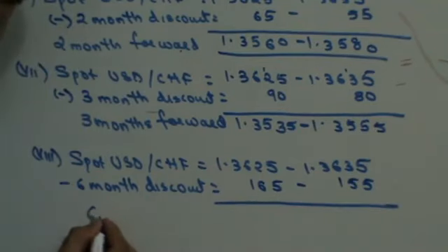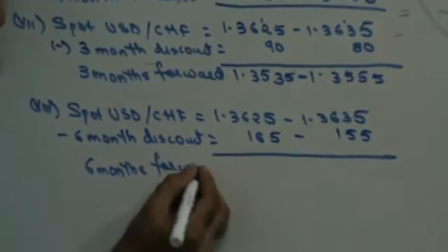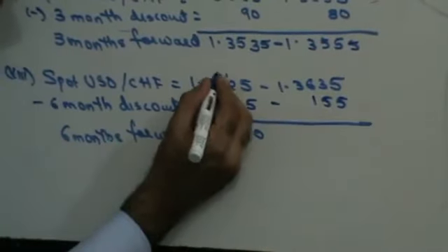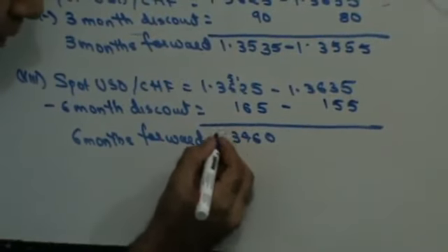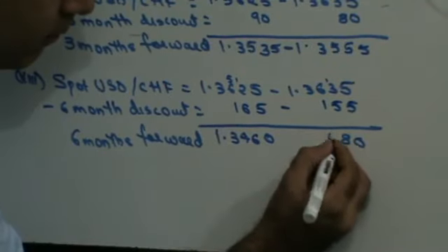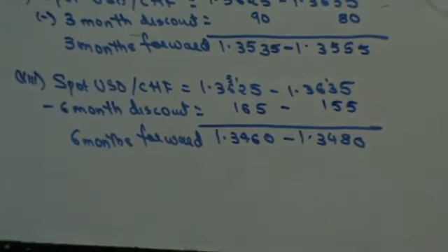Right? So you will get 6 months forward rate 1.3460, 1.3480. So that's how you get your forward rates for 1, 2, 3 and 6 months.